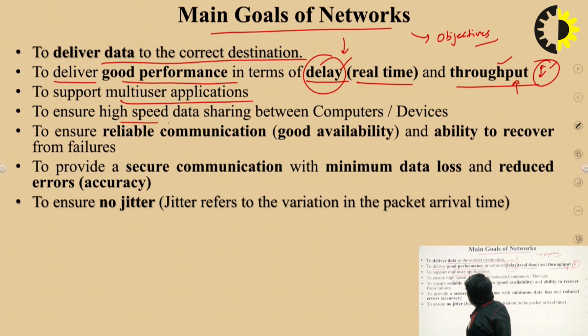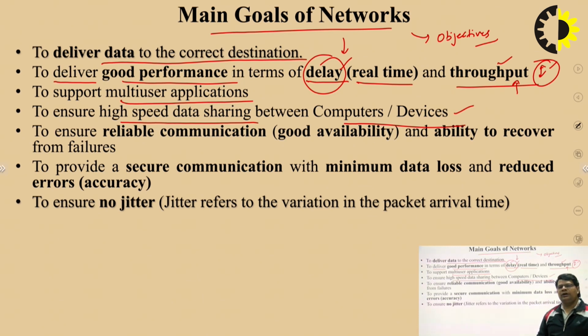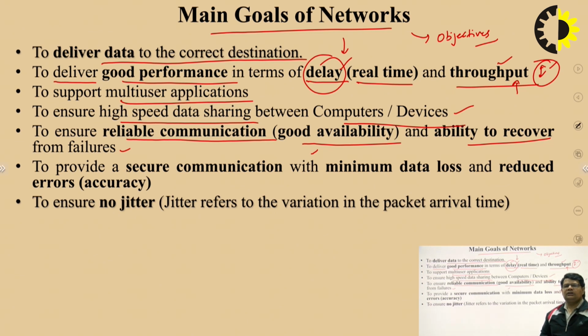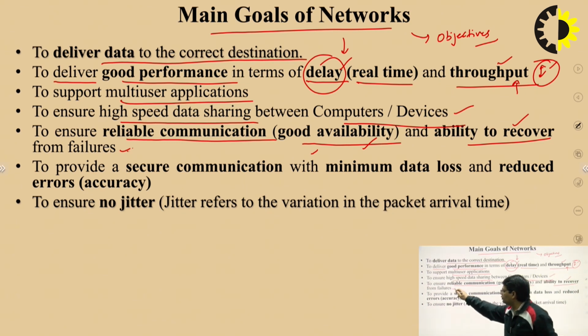Next, to ensure high-speed data sharing between computers and devices, this must be one of the properties of present day networks, because nowadays the requirement is that data speed should be very high. Next, the data network must ensure reliable communication with good availability and the ability to recover from failures. That is, a network should be highly reliable. Network availability should be high during the observation period, and during a disaster or failure, the network should have the ability to recover itself.